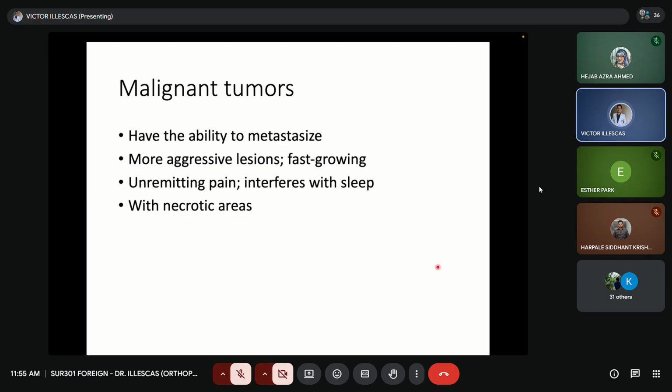While in malignant tumors, they have the ability to metastasize. These are cancers. These are more aggressive lesions. They are fast growing and they produce unremitting pain and interfere with rest. And you will see the cortical destruction, the lytic destruction of the bone because of the aggressiveness of the tumor.